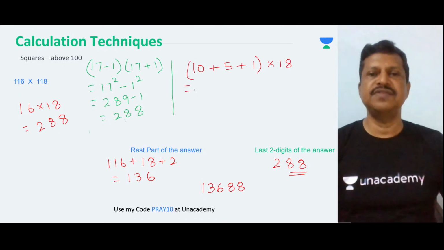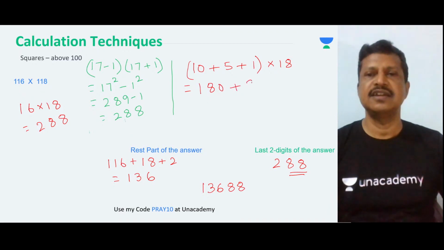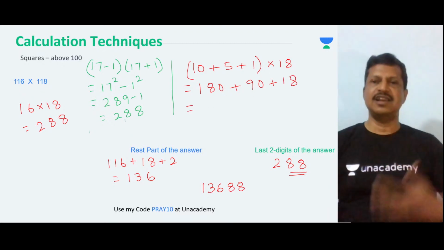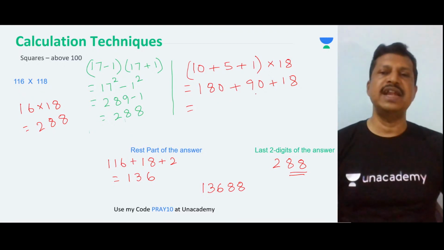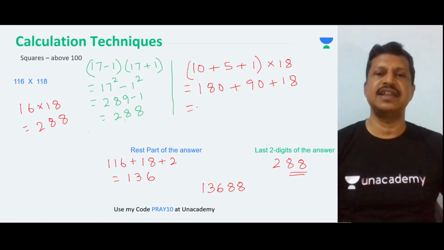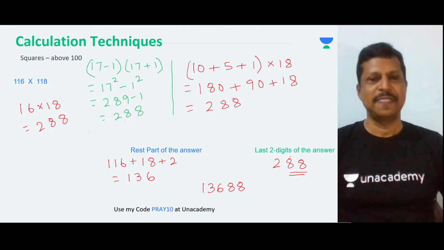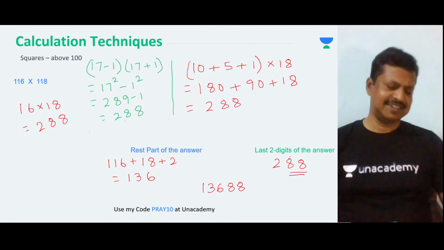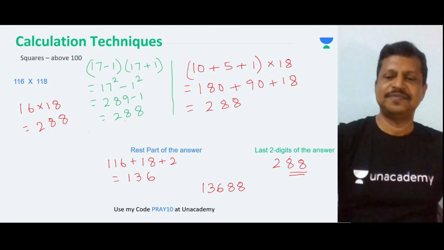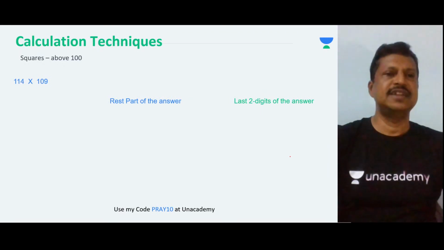Why have I written this? 10 into 18 is very simple, 180. 5 into 18, half of 180, is 90, and plus 18. If you practice a little bit, you can calculate it very well. 180 plus 90 is 270, plus 18 is 288. Right? So this is 288. Of course, you need to practice. All right, so now let's proceed.